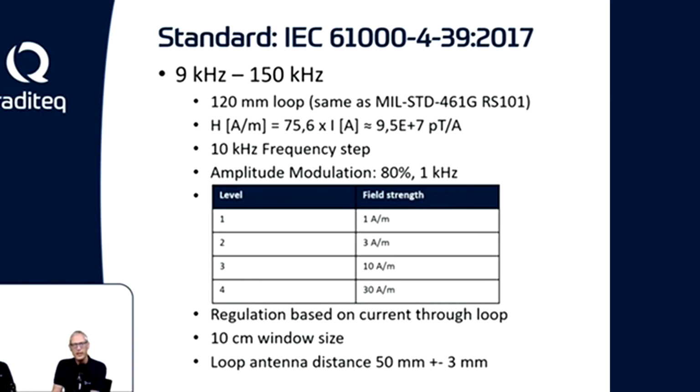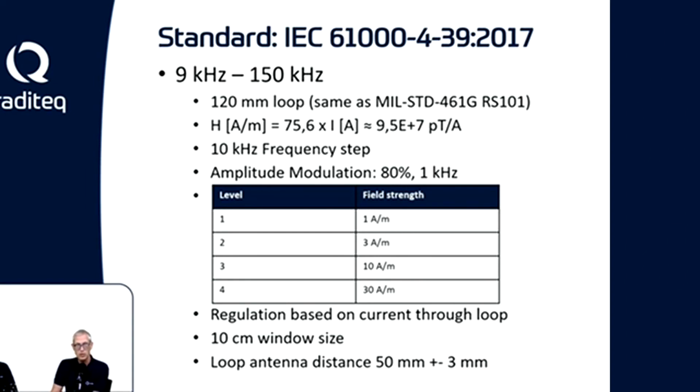Then we have the 9 kilohertz to 150 kilohertz specification for this 61000-4-39 standard. It specifies that a 12 centimeter loop should be used, and it states that it is preferable to use the loop that is also specified by the MIL standard. It's also using the formulas to calculate the magnetic field for a specific current that's running through it. And it specifies that a frequency step of 10 kilohertz should be used from 9 kilohertz to 150 kilohertz. So it's really doing a frequency sweep every 10 kHz from 9 kHz up to 150 kHz.